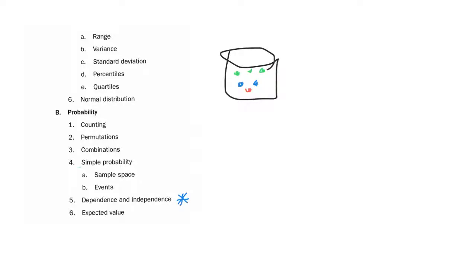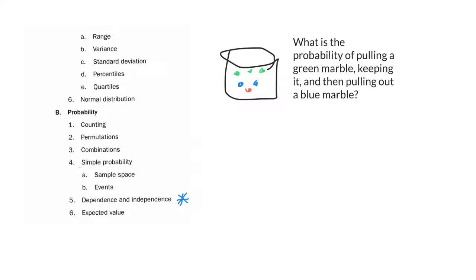1 red marble. And imagine the teacher asks, okay, what's the probability of pulling out 1 green marble and holding it, not putting it back in the bag, and then immediately after that pulling out a blue marble? Well, that right there is an interesting question, and it really is a great question to highlight the difference between dependent and independent events. So there is the first event of pulling out a green marble, and then there is the second event of pulling out a blue marble.